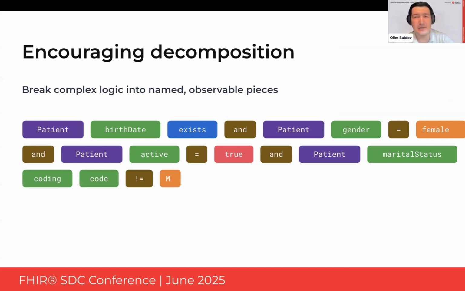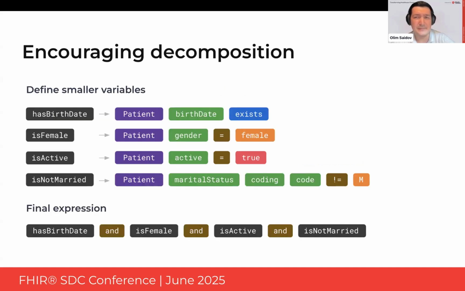So let's now talk about what happens when form logic gets complex. This is a real expression from a clinical form, checking multiple patient conditions all packed into one long expression. When form designers build logic like this, two main problems emerge. First, it's hard to read. You have to mentally parse the entire thing to understand what it is checking. Second, when something goes wrong, you don't know which part failed. But we can make it much easier to work with.